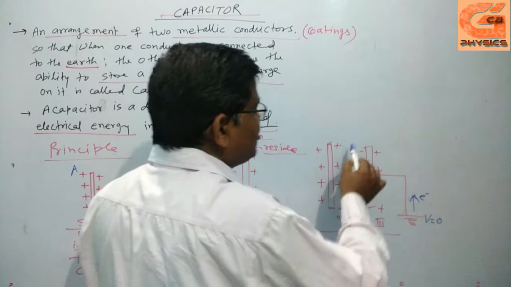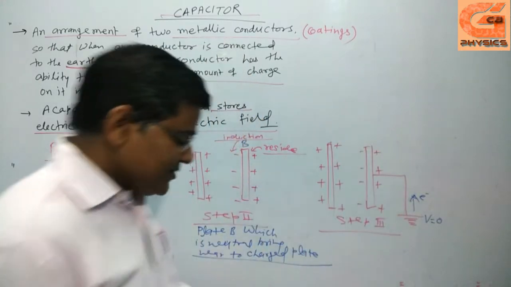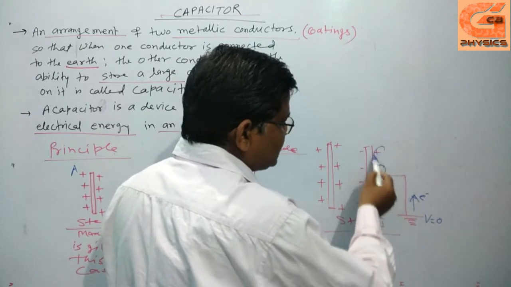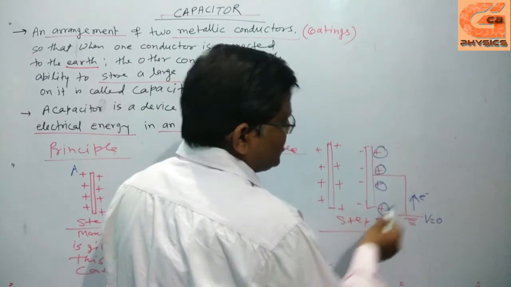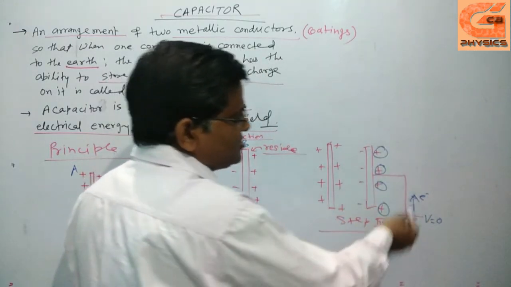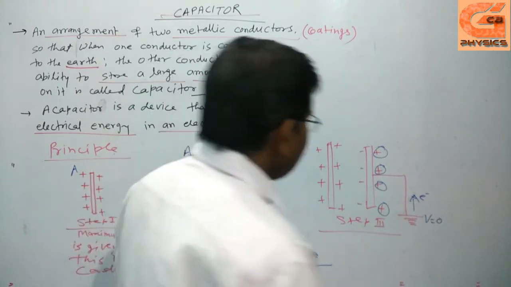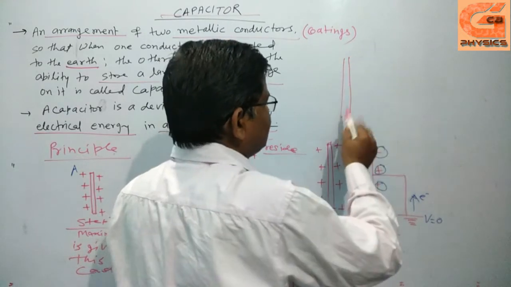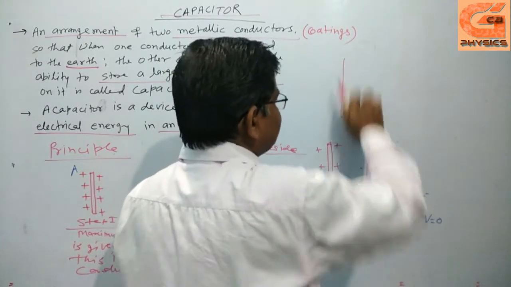And the fourth step: electrons are removed from this, and this charge and this charge are neutralized. All these charges are neutralized due to the earthing. And finally the capacitor is formed. How? Suppose that.